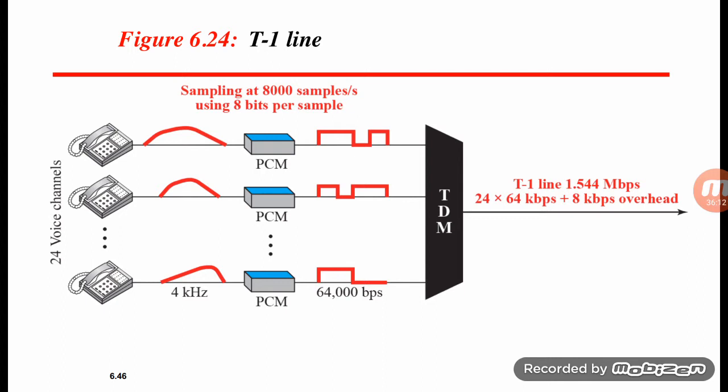So that is called overhead, the extra thing which is not your data, but you need it to transmit your data. So these 8 kbps are not your data, but you need them for error correction, for synchronization, for control purposes, for different types of things, right? Is that clear? Yes.